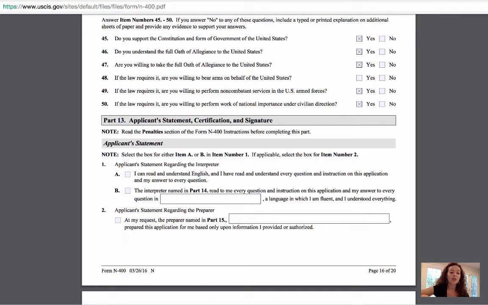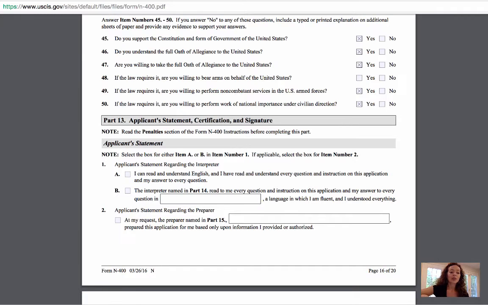And right away it says, read the penalties section of the Form N400 instructions. So I'm going to read that to you. And it basically says what we've been talking about. If you knowingly and willfully falsify or conceal a material fact or submit a false document with this Form N400, USCIS can deny your form and may deny any other immigration benefit. In addition, you may face criminal prosecution and penalties provided by law. Okay, so that is obviously very important.